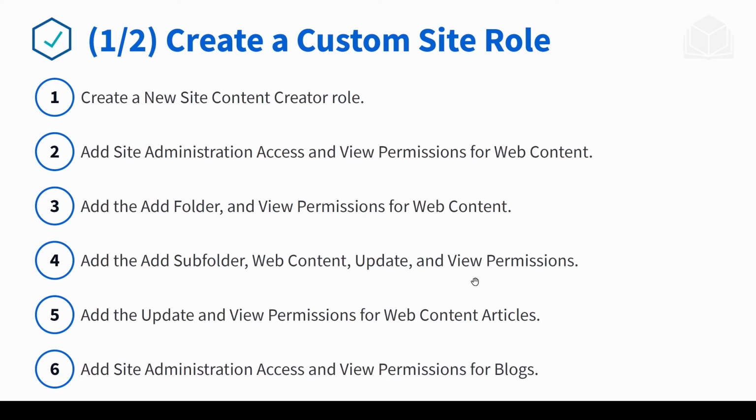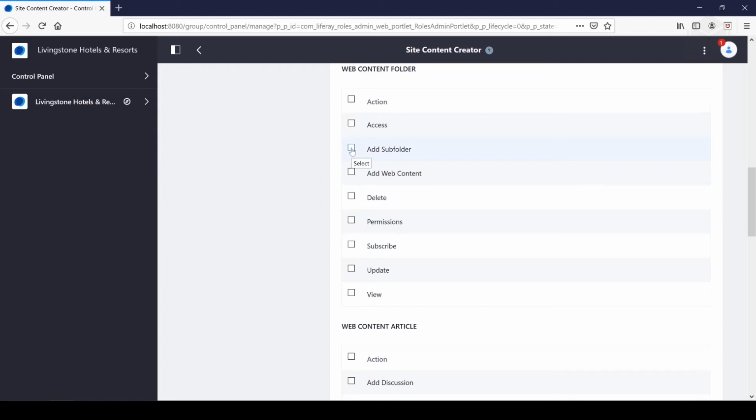So let's switch back. What this is saying is we want to be able to add subfolders under a web content folder. We want to be able to add web content to web content folders. So basically filling those folders up. Update the folder and view the folder. Check, check, check, check. That's 4 more.